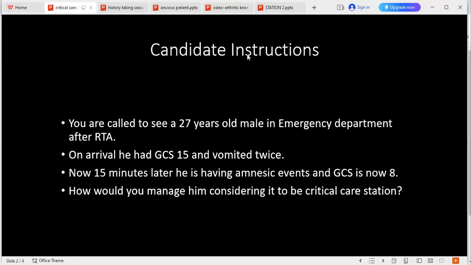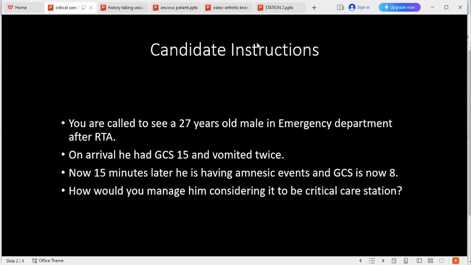Yes. And then I will proceed, ma'am, depending upon the CT and the patient's general condition. General condition and vitals. Okay. When this patient arrived, he had a Glasgow Coma Scale of 15, and then the Glasgow Coma Scale decreased to 8. Why? What might have happened?